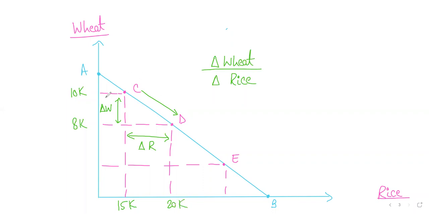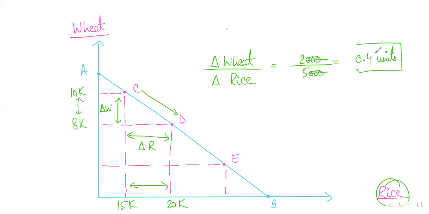So when you move from C to D, your production of wheat decreased by how much? That is 2,000 units, right? And how many additional units of rice did you get? You got 5,000 additional units of rice. So that means that your opportunity cost is 0.4 units. Every time you produce one additional unit of rice, you have to give up 0.4 units of wheat. Does this help?